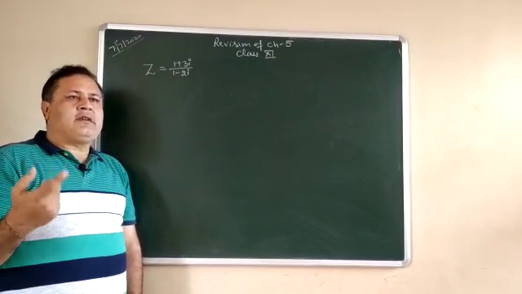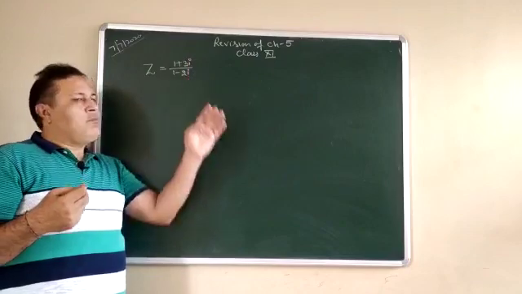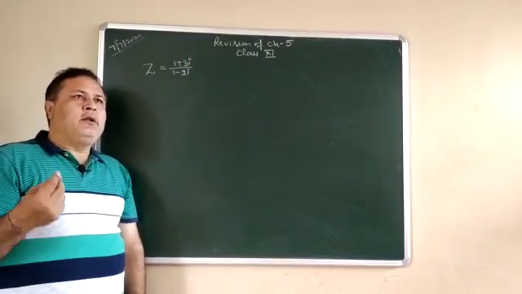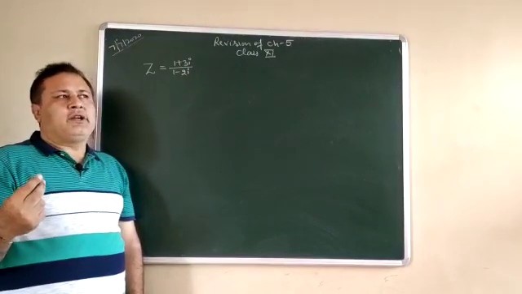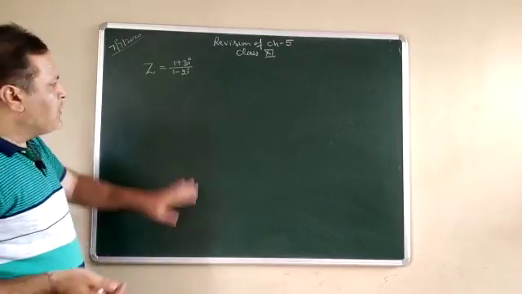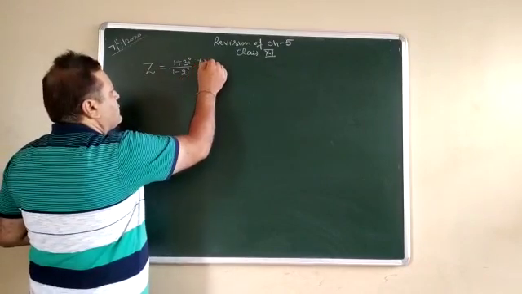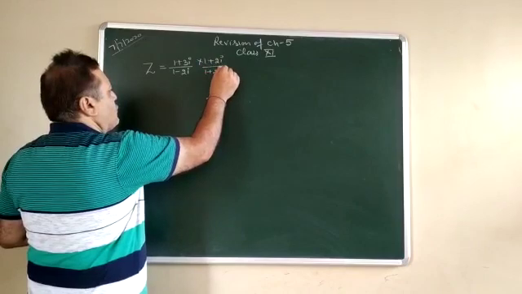If it contains a square, then open the square. If it contains division form, then go for rationalization. Whatever process is required, please go with that process first and convert the complex number into the simplest form, that is a + ib. So in this question, first of all we go for rationalization. It is (1 + 2i) upon (1 + 2i).